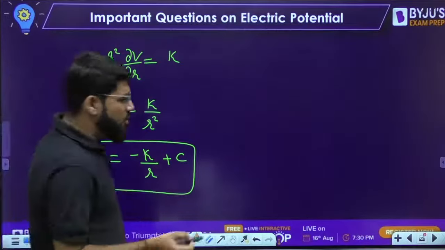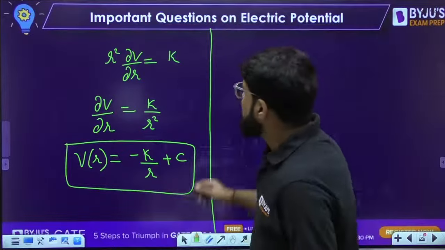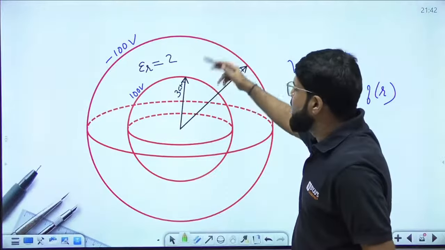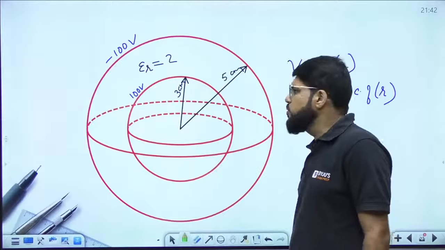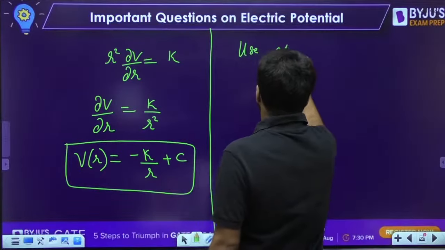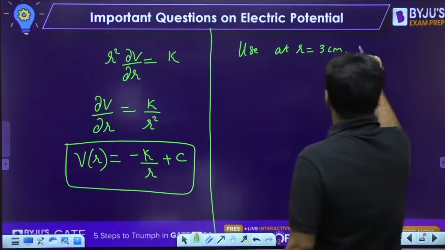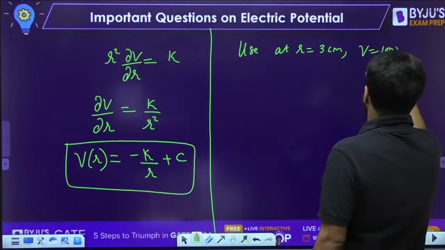Okay, but what is k? What is c? How to obtain the values of k and c? That is why the potentials on two different radii, that is two different spheres, have been mentioned to you. So now we are going to use that at r equal to 3 centimeter, the potential is 100 volts.